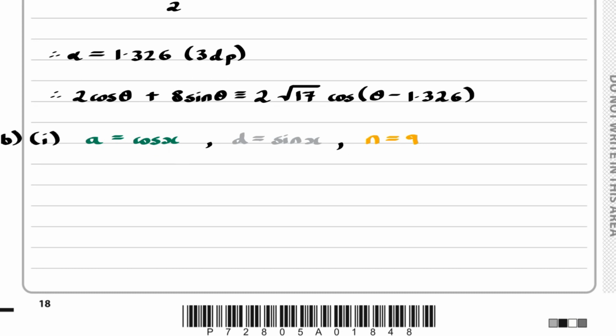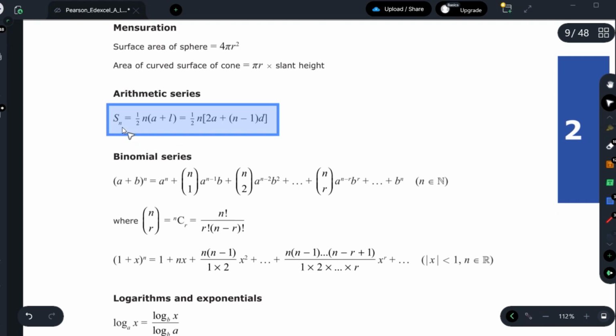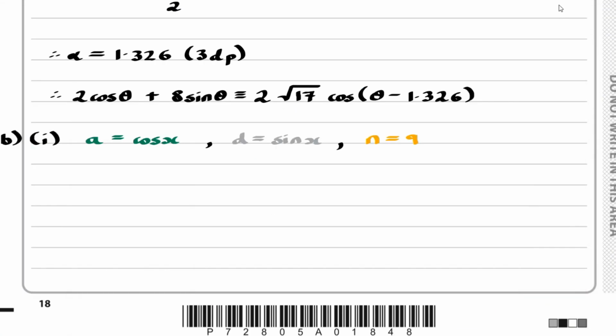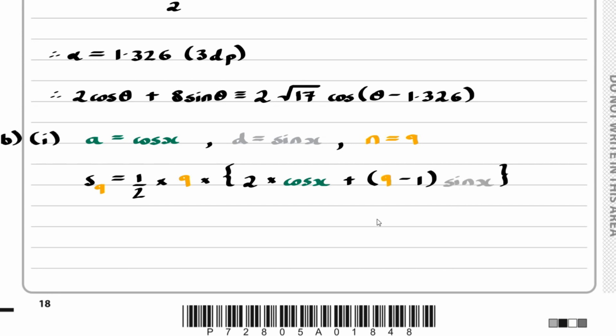And if we substitute these into the formula, Sn equals a half n multiplied by 2a plus n minus 1 d, then we have S9 equals a half multiplied by 9 multiplied by 2 multiplied by cos x plus 9 minus 1 multiplied by sin x. So if we tidy this up, we have a half times 9, which is 9 over 2, and then here we have 2 cos x plus 8 sin x.